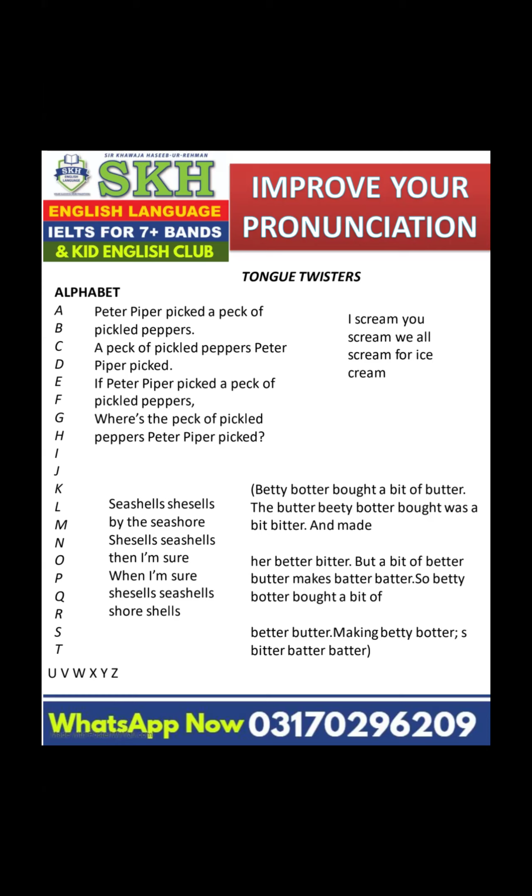Betty Butter bought a bit of butter. The bit of Betty Butter bought was a bit better and made her bitter better. But a bit of Betty Butter makes better batter. So Betty Butter bought a bit of butter, bit better batter, making Betty Butter's bitter batter better.